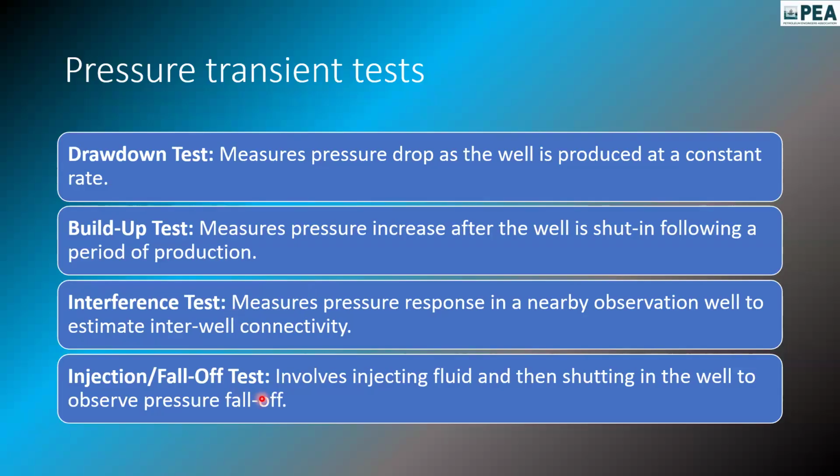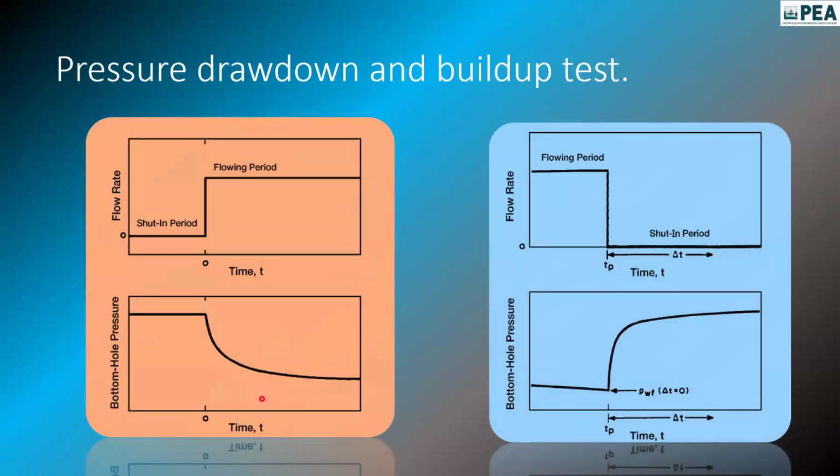So this is also one pressure transient test which will help you estimate reservoir parameters related to that. We are not going to discuss interference and injection fall-off tests in today's session, but we are going to see some part of pressure drawdown and build-up in pressure transient analysis. The other tests we will see in other sessions.